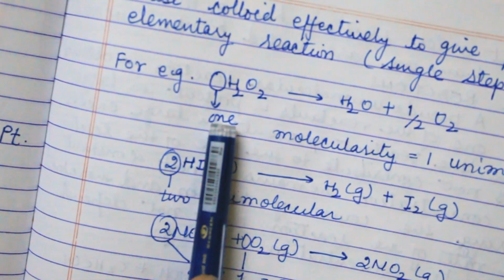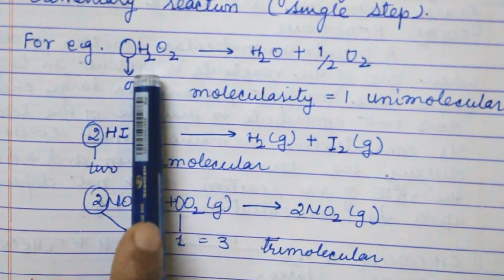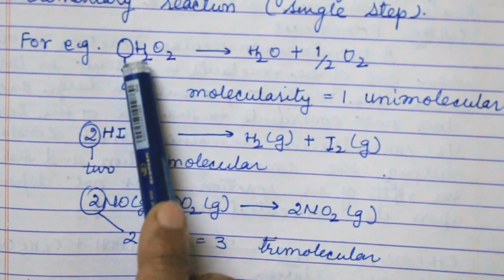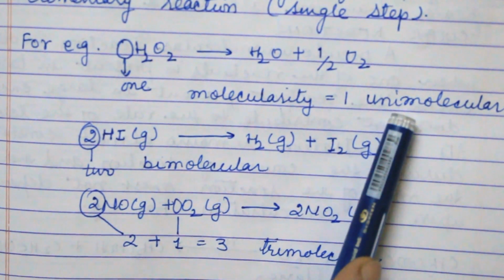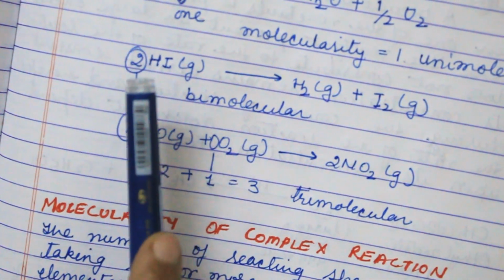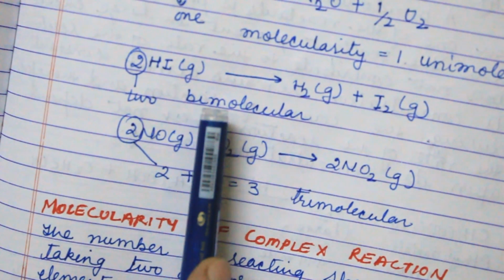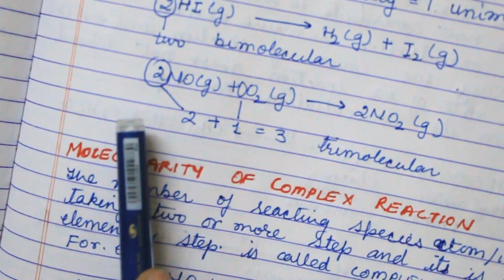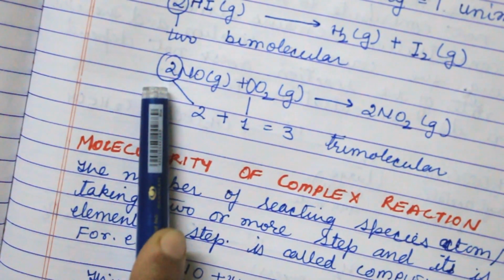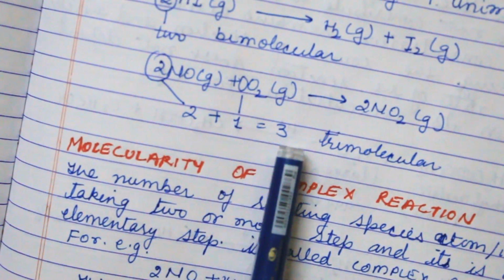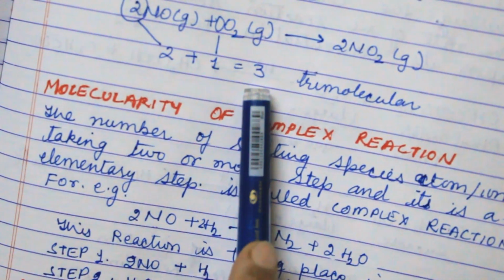For example, another example, this is the hydrogen peroxide. Hydrogen peroxide has one molecule, so the molecularity is 1. Here hydrogen iodide has two molecules, so the molecularity is bimolecular. Here there are two molecules of NO and one molecule of O2, so altogether the molecularity is 3, so it is trimolecular.